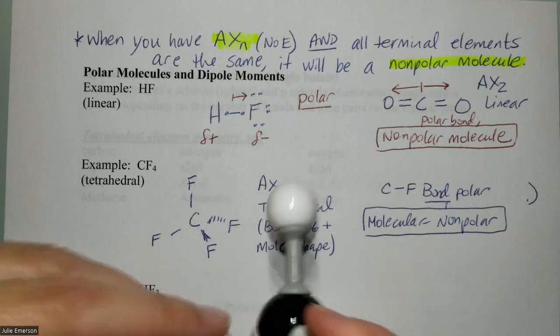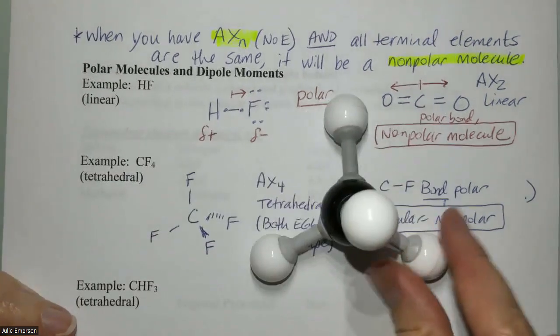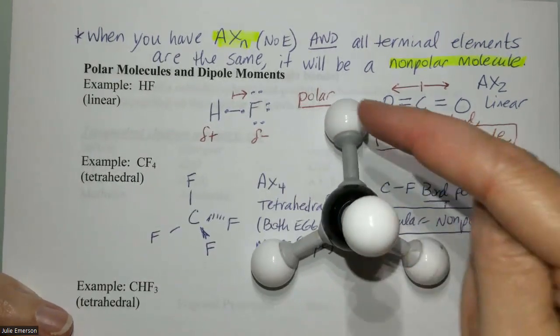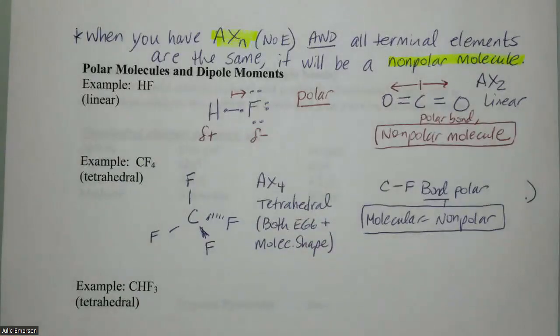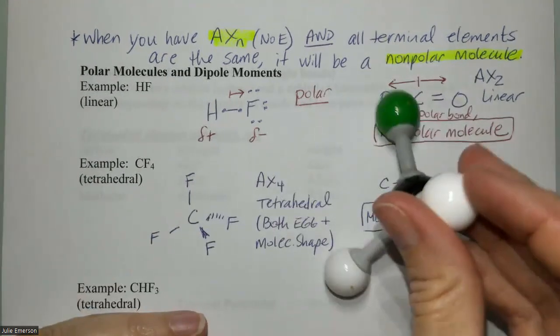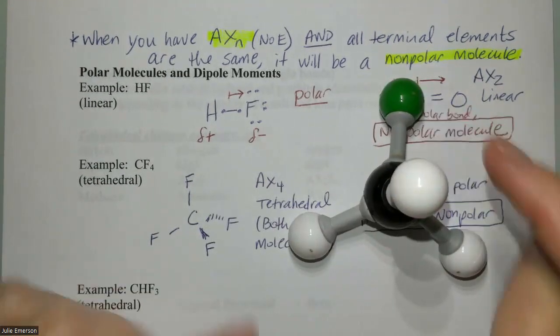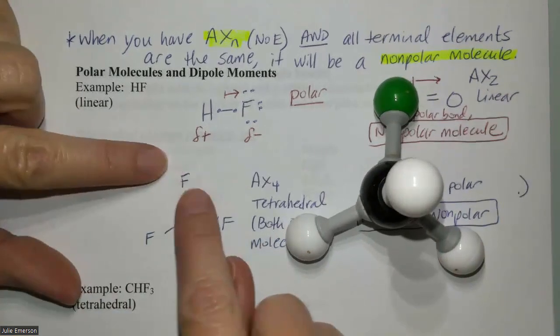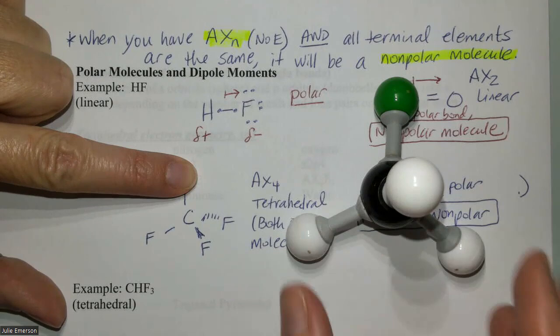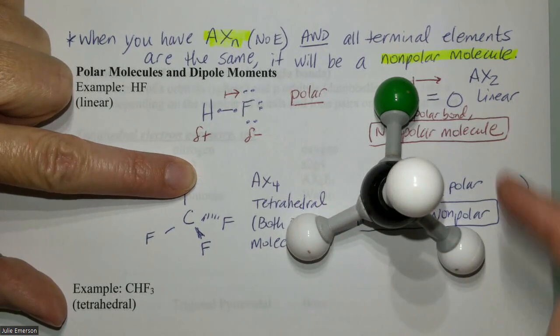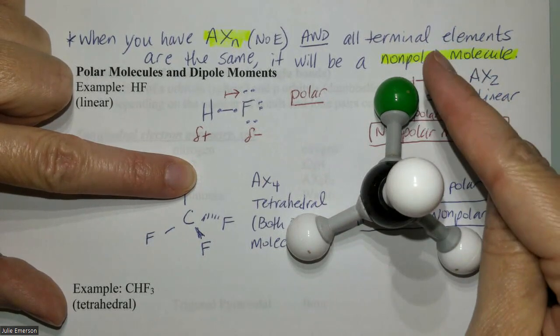So this is my structure for carbon tetrafluoride. Those terminal elements, they're all the same. They're all fluorine. If I swap one of those and I say, you know what, let me make one of those hydrogen. So now let's say this up here is hydrogen and these are my fluorines. So I swapped that fluorine for a hydrogen. Now what I've got is a strong pull down and out and nothing equal pulling up.